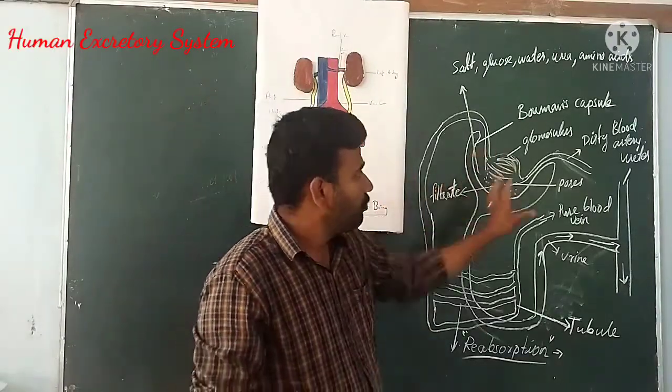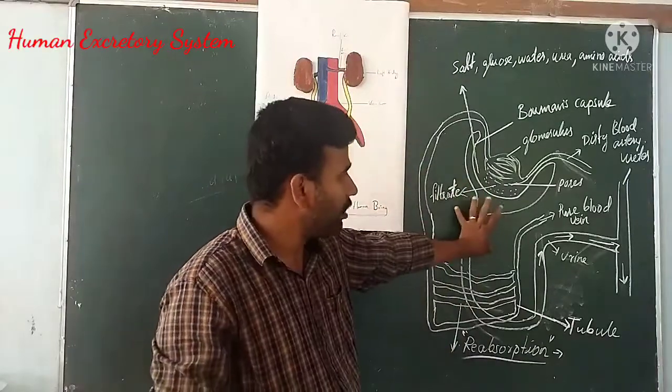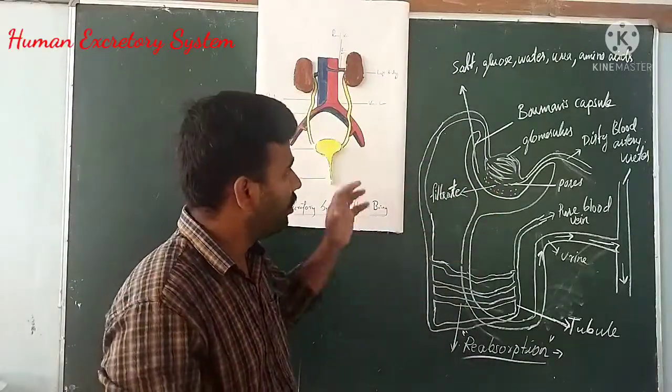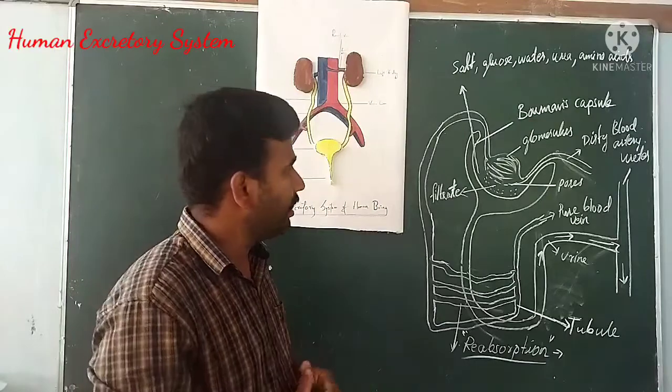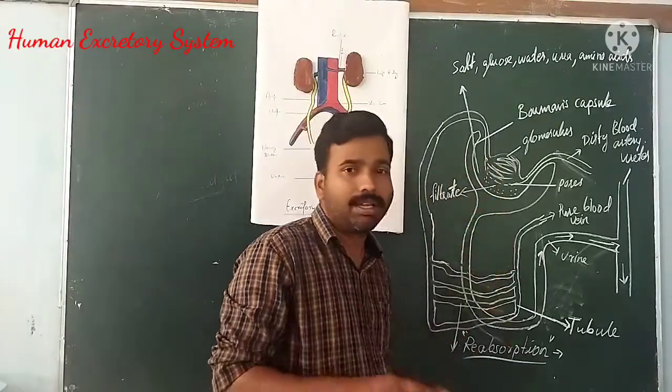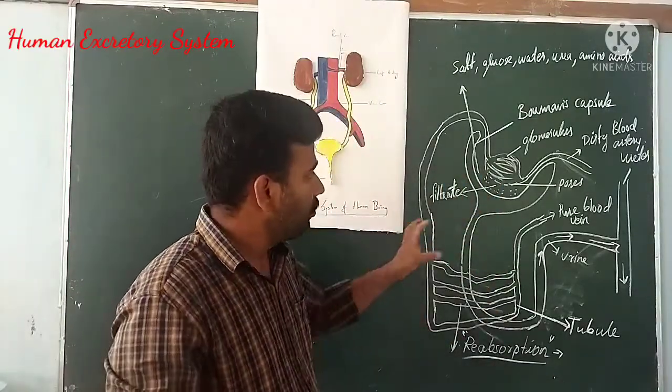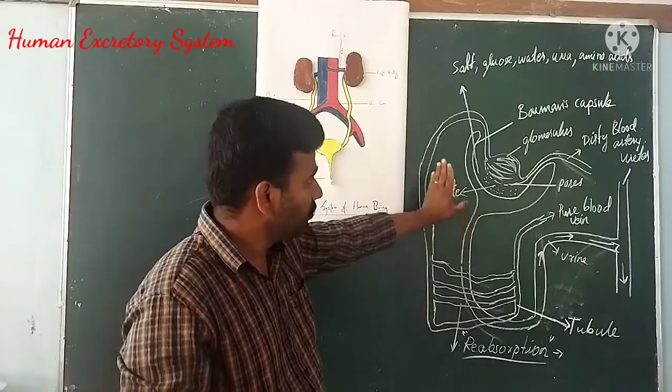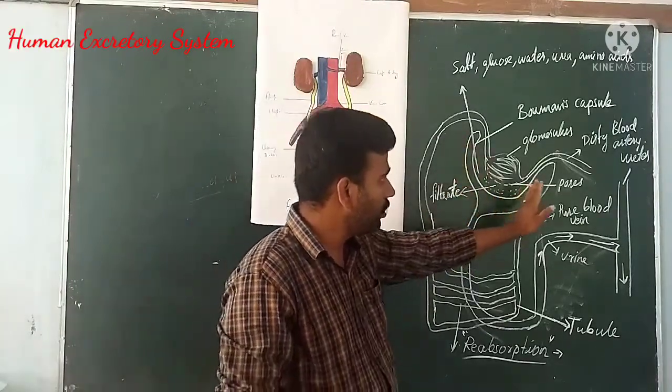For that purpose, this diagram shows the internal structure of the kidney. This entire structure is called the nephron. Now, even though it looks complicated, first we will go through each and every part.